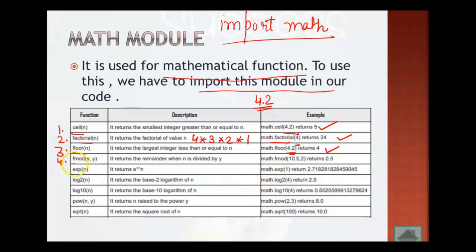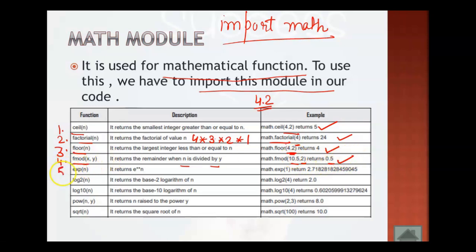We have the next one, the modulus function. Modulus will give you the remainder. See how the syntax works. It works with respect to two variables: this is the number, and this is the number by which you are dividing it. So 10.5 divided by 2 gives 0.5 as the remainder, which is the answer.